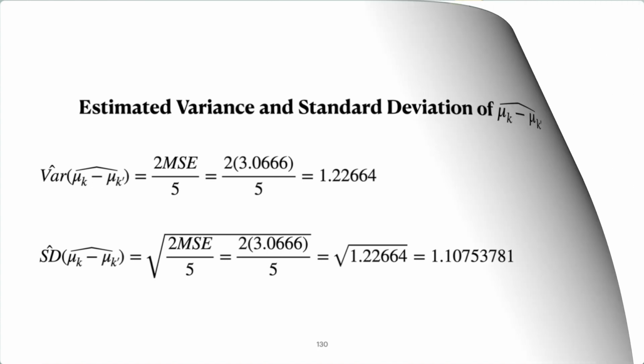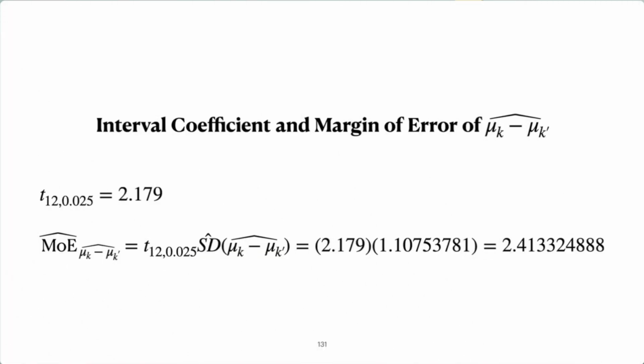and that turns out to be 1.10753781. All right, now in this situation, because this is a contrast, the interval coefficient is known. It comes from the t-distribution, and the degrees of freedom are known. They are equal to 12, which is p minus 1 times p minus 2. Again, we want the upper 2.5 percentage point from that distribution, and using the t-table that we have, that would turn out to be 2.179.